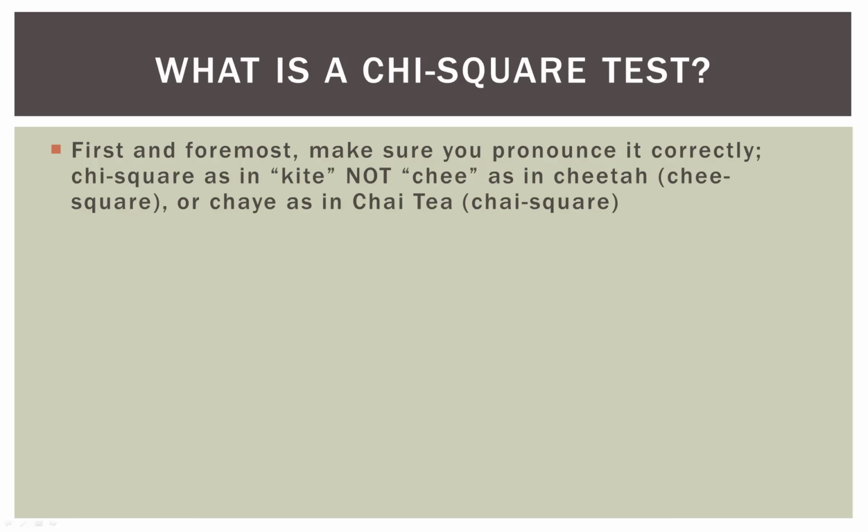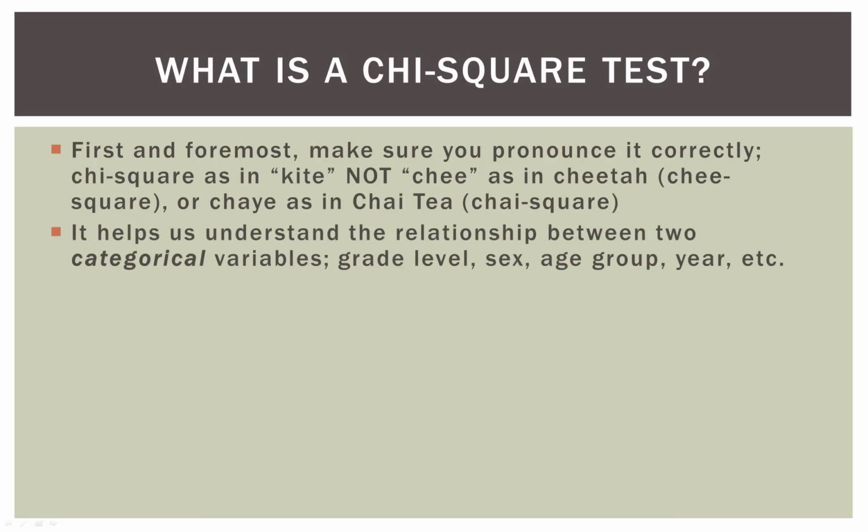So I've been in about 10 different stats classes between undergraduate and all my graduate work. In every class, every one of them, someone has said, I don't understand the chi-square, or I have a question about the chi-square. It's chi-square as in kite. So don't be that person in your class.